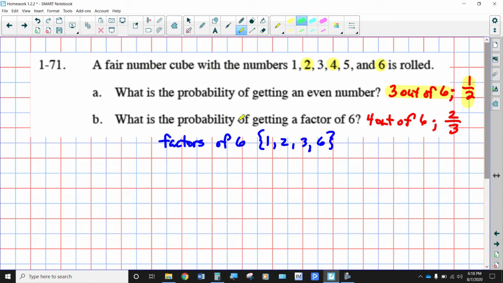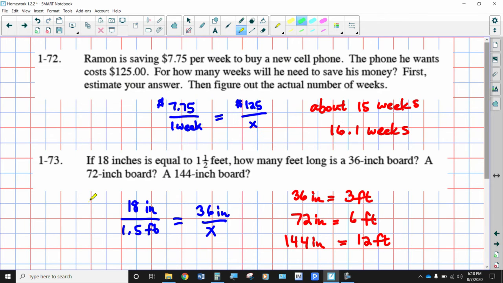What's the probability of getting a factor of 6? Well, what are all the factors of 6? They'd be 1, 2, 3, and 6. It's 1 times 6 is 6, and 2 times 3 is 6. So 4 of those numbers are factors of 6, and 4 out of 6 is the same ratio as 2 out of 3. So you'd have a 2/3 probability of rolling a die that is a factor of 6.